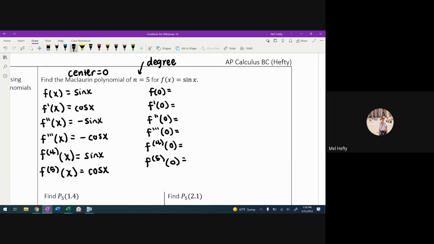All right, let's talk through some trig. What is sine of 0? 0. Thank you, Sean, for listening. All right, what's cosine of 0? What's sine of 0? What's negative cosine of 0?